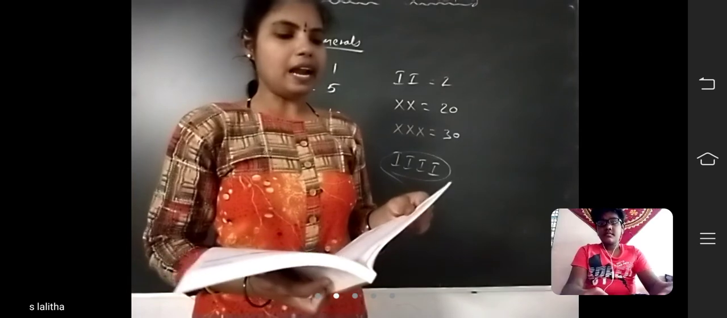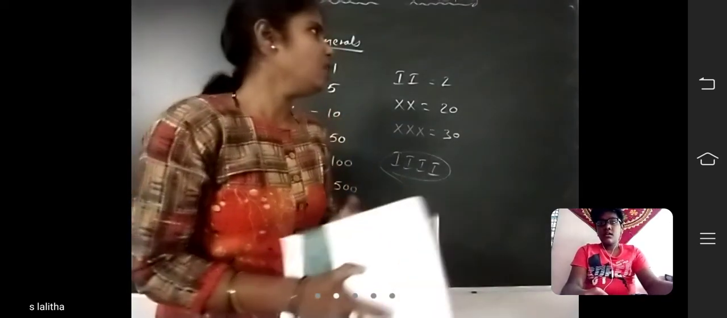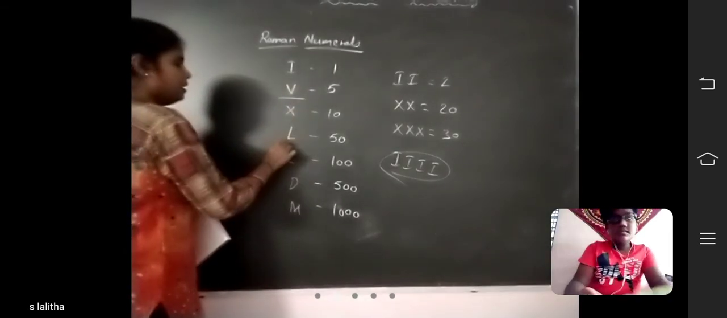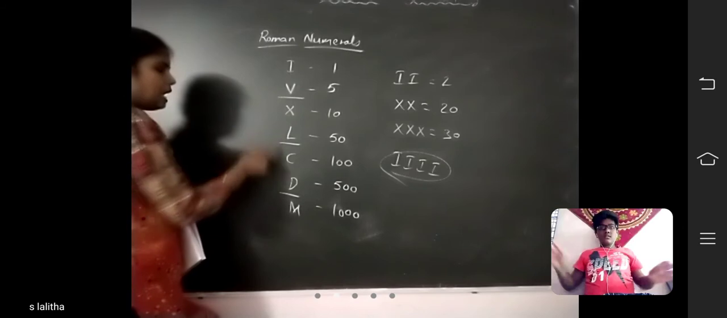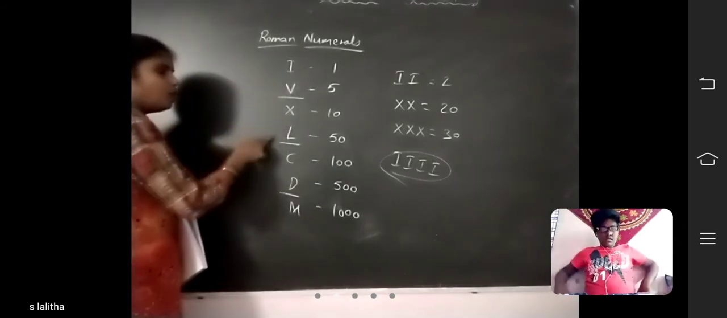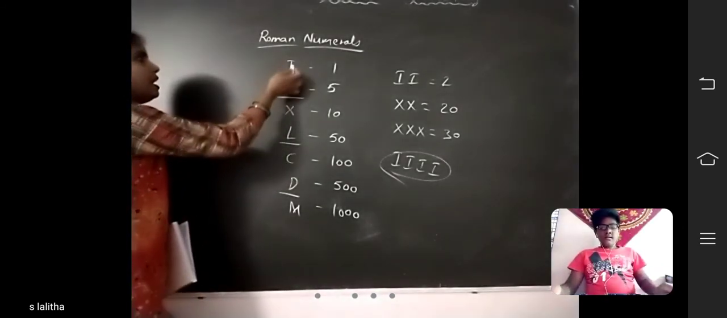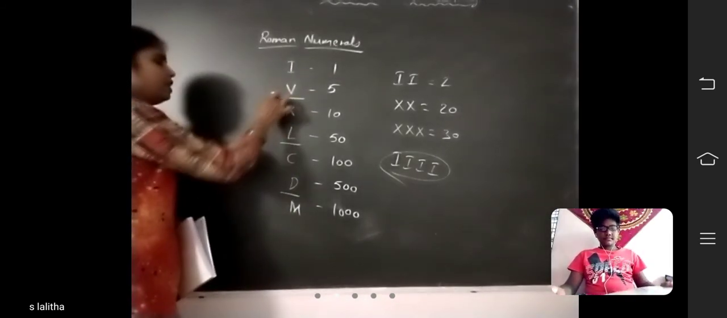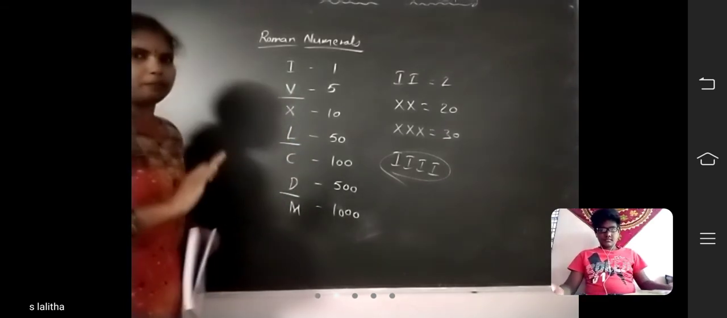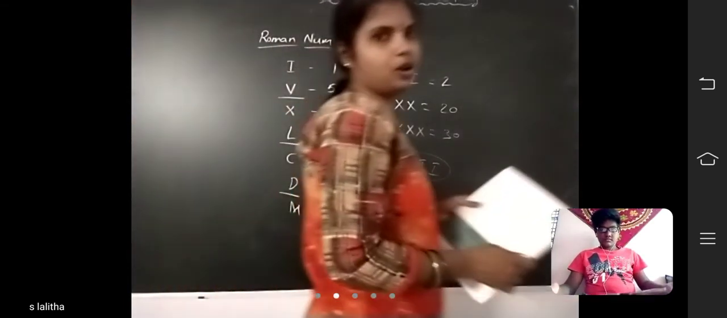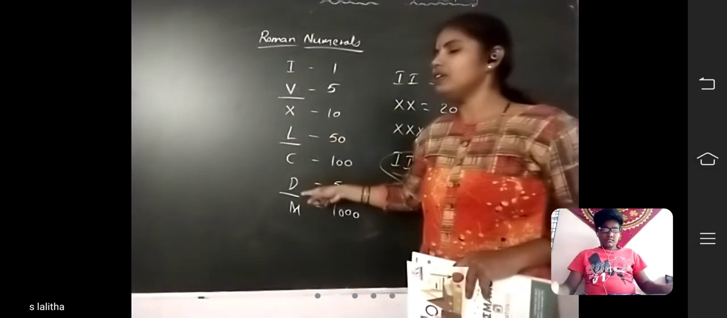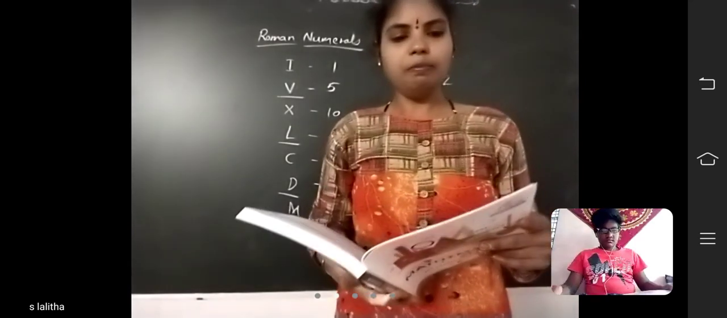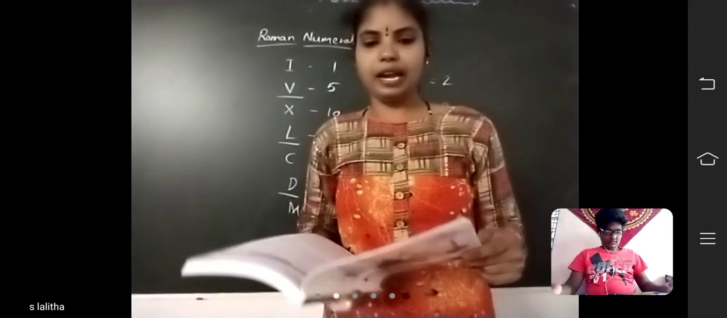So V, L, D will not be repeated. Here, what are the symbols not repeated? V, L, D. These symbols are not repeated. Only the repeated letters are I, X, C, M. Not V, L, D. These letters are not repeated in any number. So V, L, D will not be repeated and also cannot be subtracted.